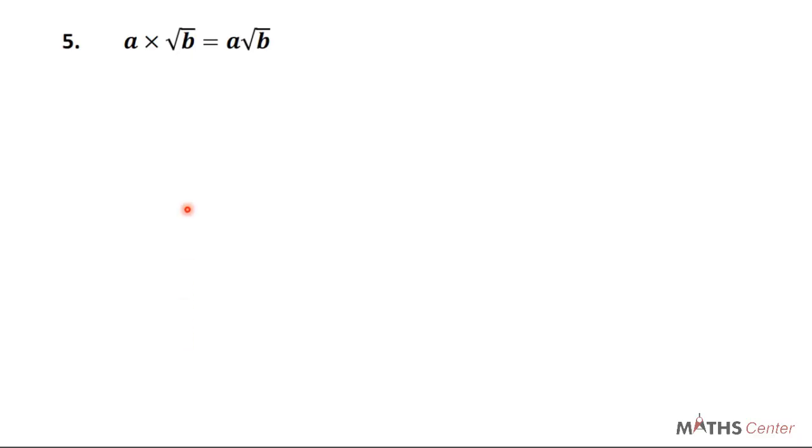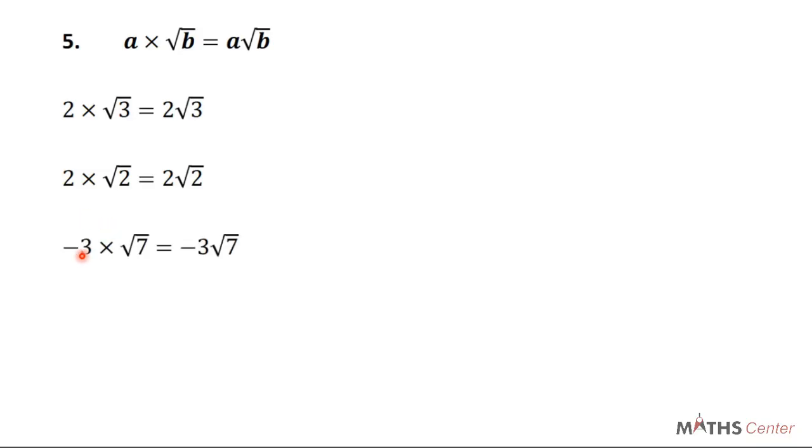Let's look at the fifth property. If you have a number, say a, multiplying another, square root of b, it is given as a root b. So an example, if you have 2 multiplying square root of 3, this is going to give us 2 square root of 3. If you have 2 multiplying square root of 2, it's going to give us 2 root 2 or 2 square root of 2.